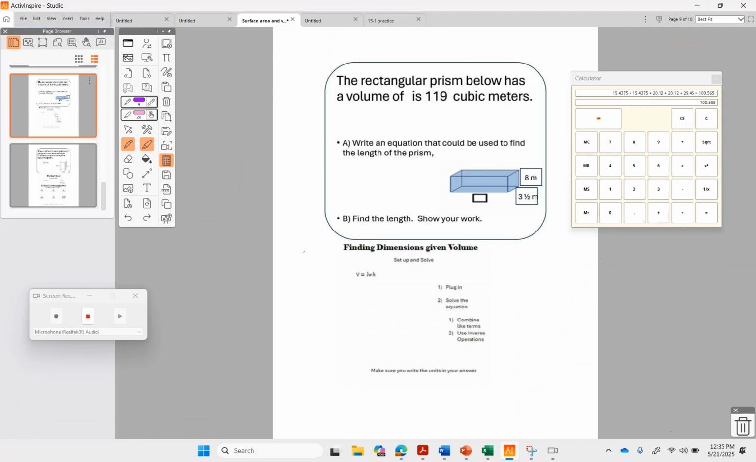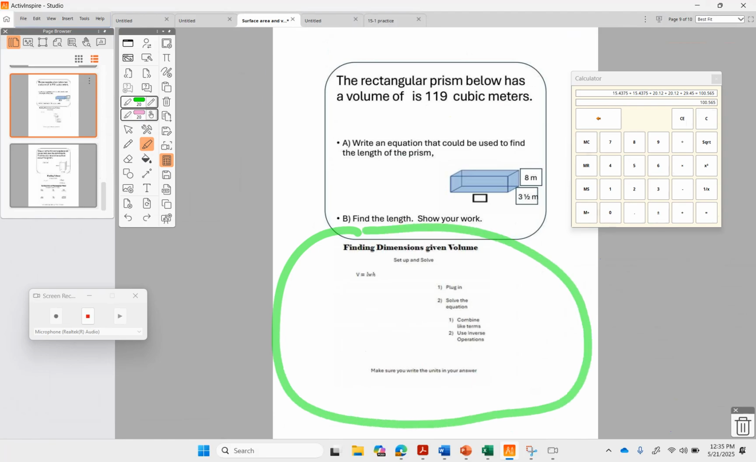The rectangular prism below has a volume of 119 meters. Write an equation that could be used to find the length of the prism, and then find the length. So this one, you need the math mat that says finding dimensions given volume. You are given the volume. You want to find either a missing length, width, or height. So the volume is 119. The length is what we're finding. The width is 3.5. The height is 8.